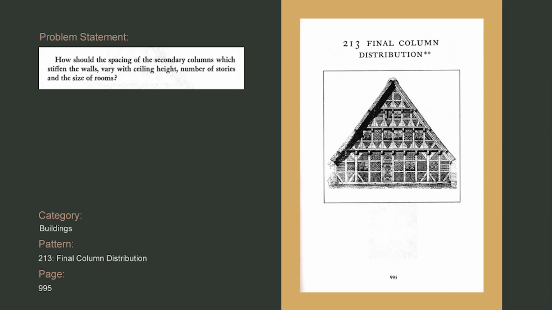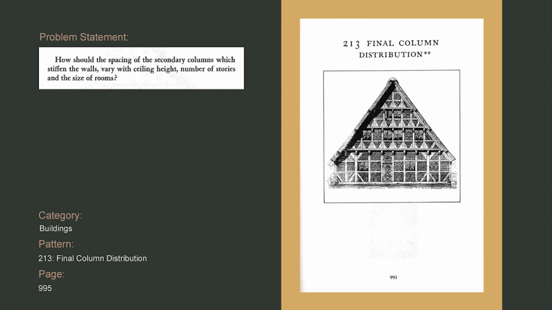Lastly, for the construction category, we are looking at final column distribution. Its problem statement is this. How should the spacing of the secondary columns, which stiffen the walls, vary with ceiling height, number of stories, and the size of rooms? This pattern is a good example of how the authors want to convey technical solutions and not just social or anthropological analysis of design.